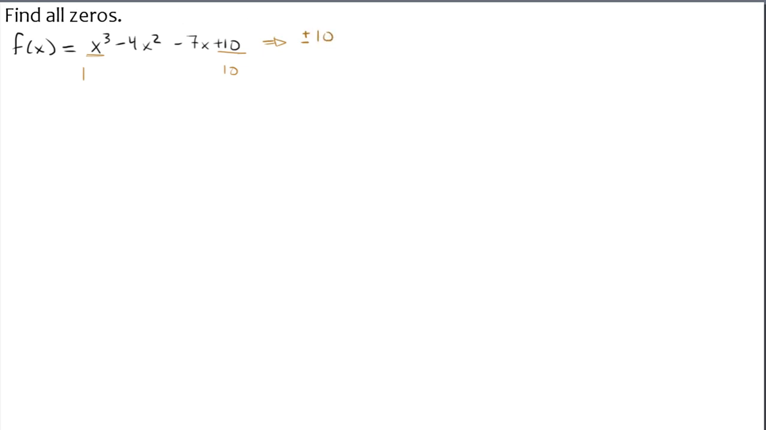Actually, I'm going to list them all out individually. So my possibilities are 10, negative 10, positive 5, negative 5, looking at the ratio of the factors of 10 and 1. This should be plus 2, negative 2, plus 1, minus 1. Alright, and I'm just going to start doing synthetic division using these until we find them.